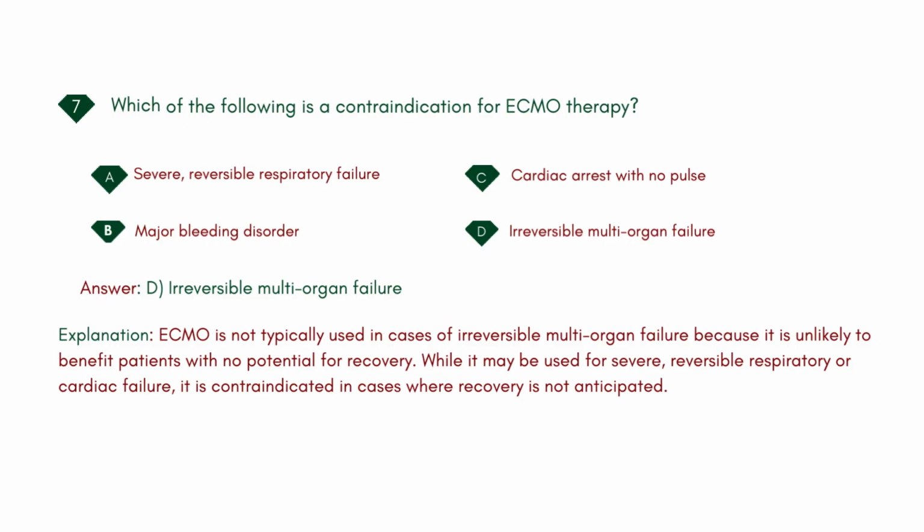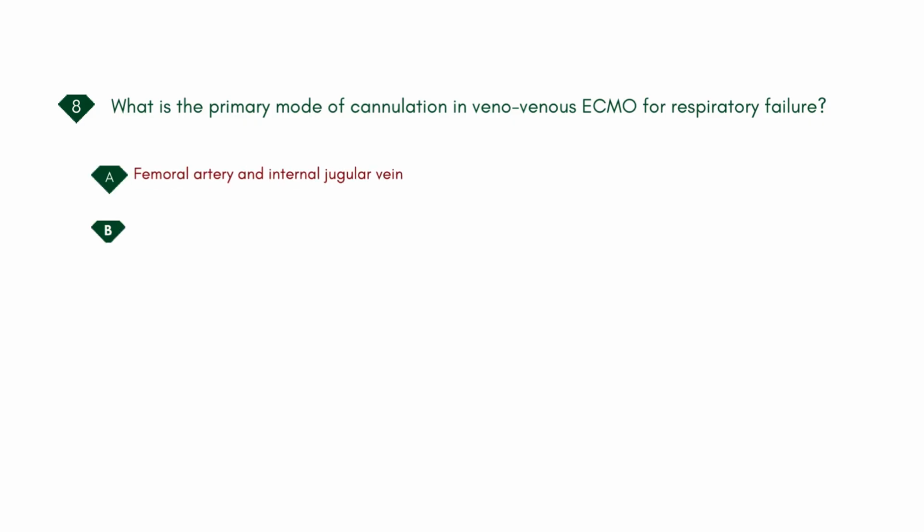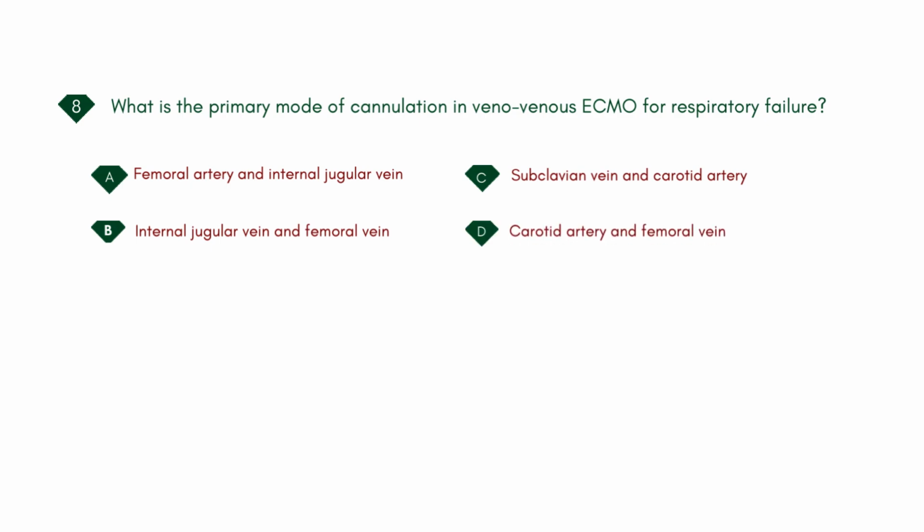What is the primary mode of cannulation in venovenous ECMO for respiratory failure? A. Femoral artery and internal jugular vein. B. Internal jugular vein and femoral vein. C. Subclavian vein and carotid artery. D. Carotid artery and femoral vein. Answer: B. Internal jugular vein and femoral vein.